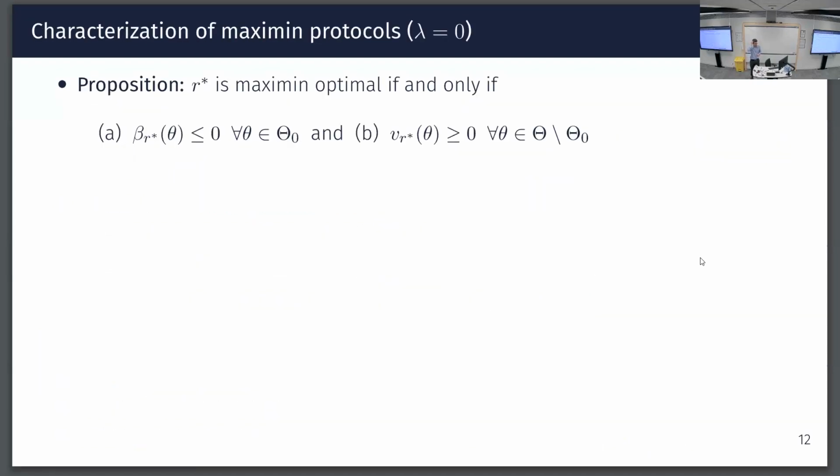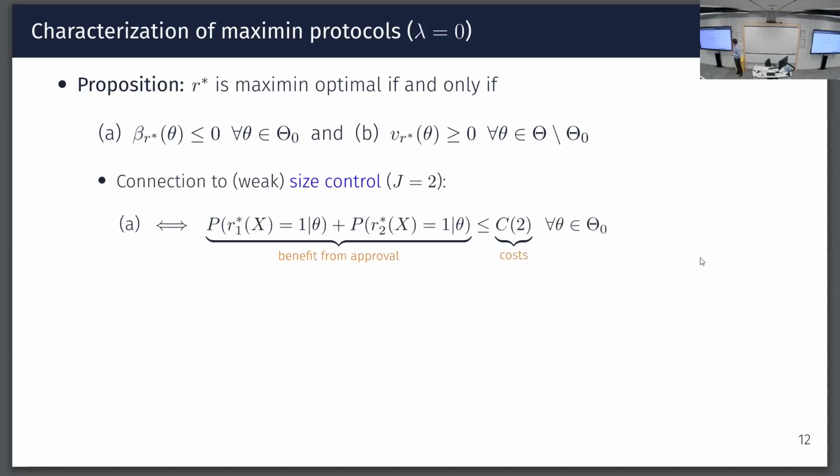So the first result is when lambda is equal to 0, so we only care about the max mean objective. In this case, we provide an if and only if characterization of the class of max mean optimal solutions. This characterization is very simple. It's basically saying that the welfare needs to be weakly positive, which can be written as saying that the utility of the researcher needs to be negative for any theta in some parameter space, and then in the remaining component of the parameter space, we need positive utility.